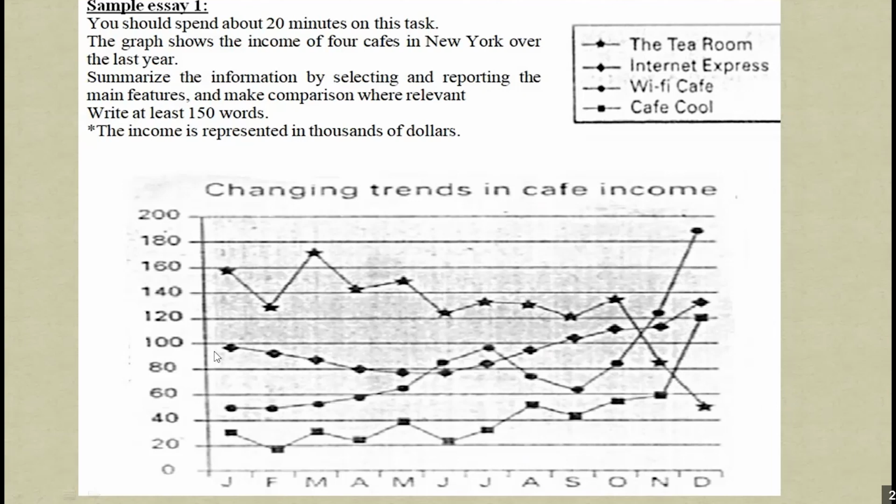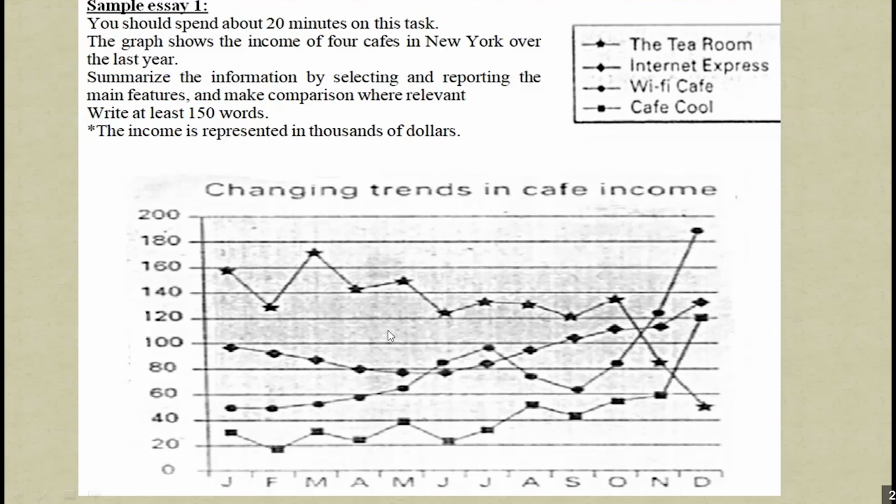How about Internet Express? Is that an upward trend or a downward trend? First point, 100, last point, almost 130. So it seems that this is an upward trend. Here, Wi-Fi Cafe, upward trend also. That's the last point and that's the first point. Cafe Cool, upward trend. So it seems that we have 2 groups, one for the upward trend and one for the downward trend. How many cafes are we going to put in the upward trend? 1, 2, 3. How many are we going to put in the downward trend? Just 1. So we're going to classify them into 2 groups.